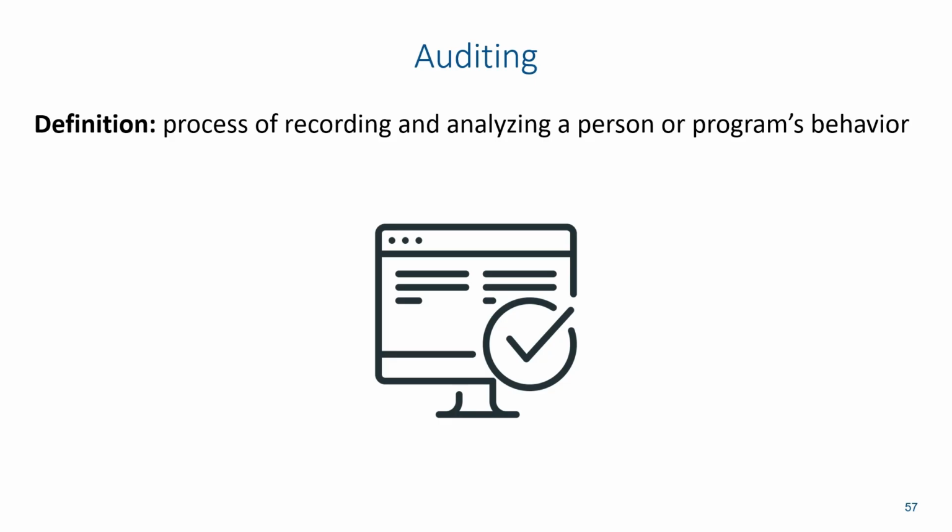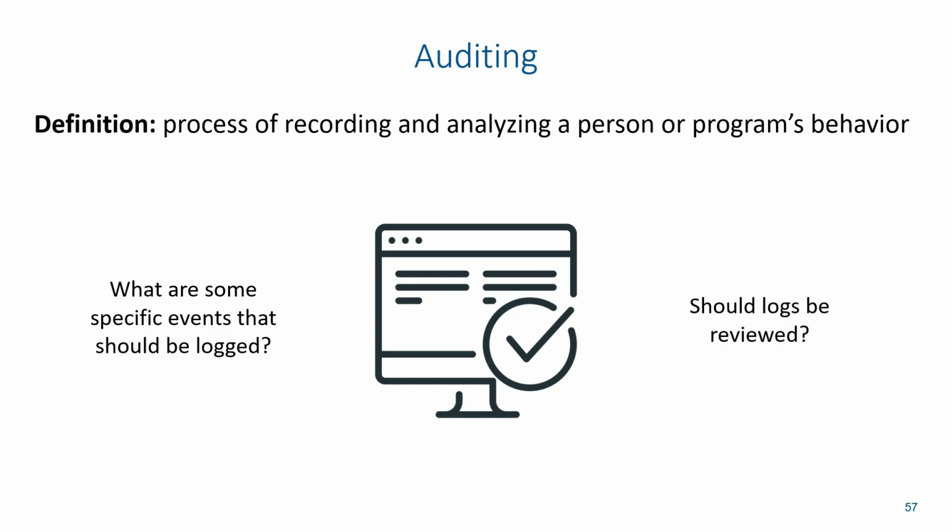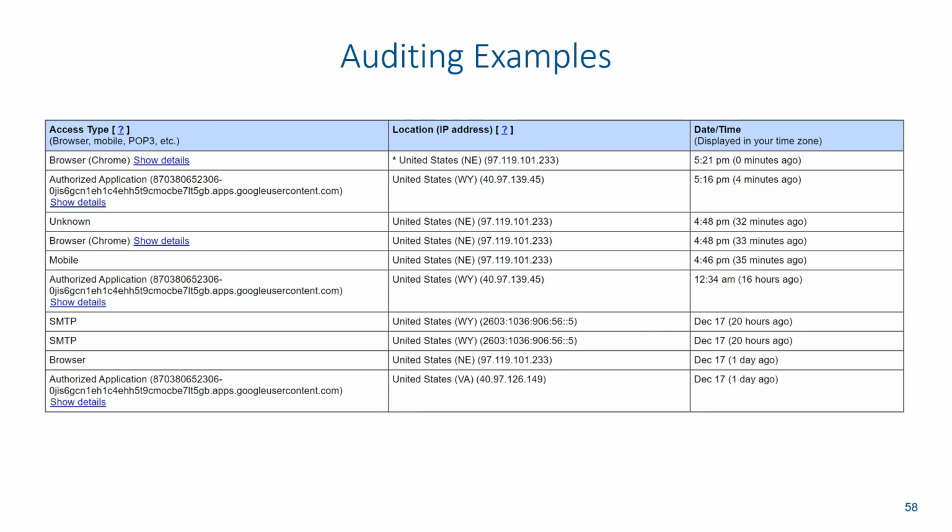So as you consider your and others' interaction with systems out there, what are some specific events that should be logged? A few of these include logins, failed login attempts, file deletions, file changes, etc. And should logs be reviewed? The answer seems obvious that it is crucial for the log to be reviewed, otherwise it is useless as it is only consuming space. So a few examples of auditing.